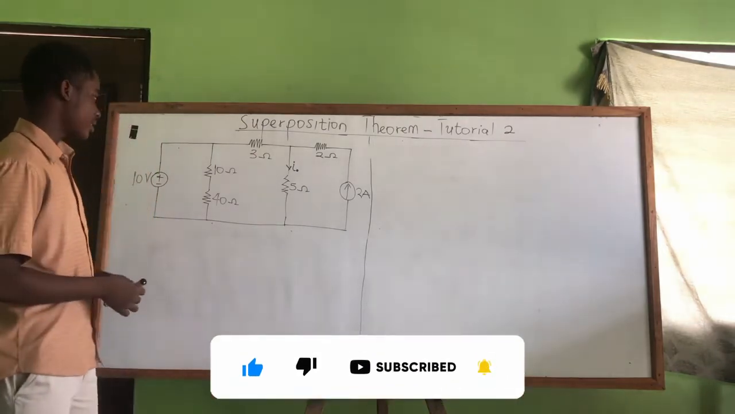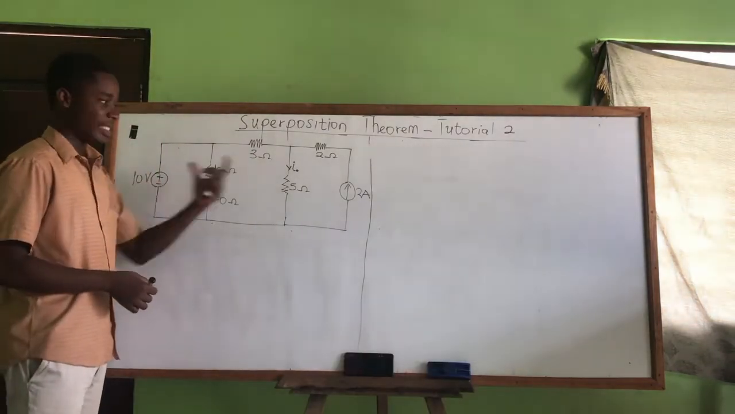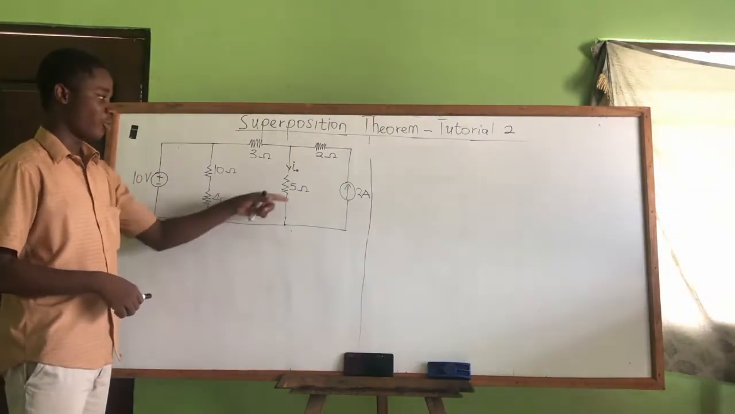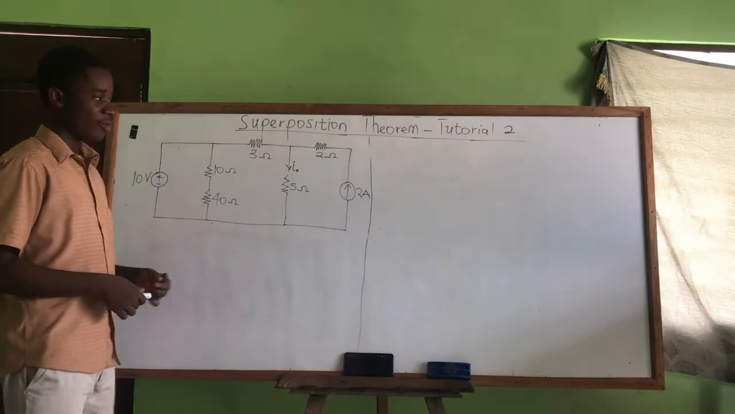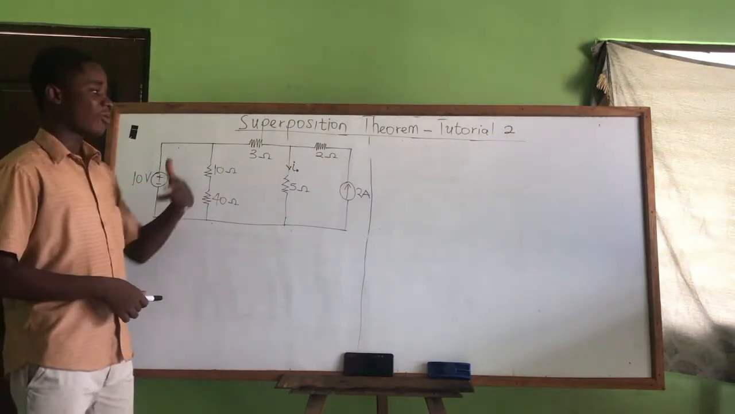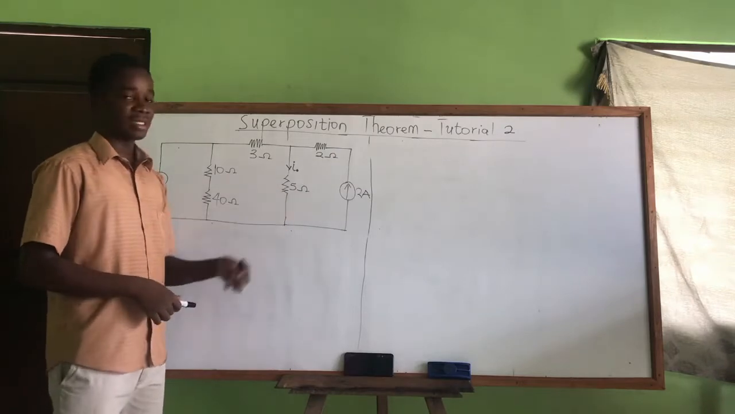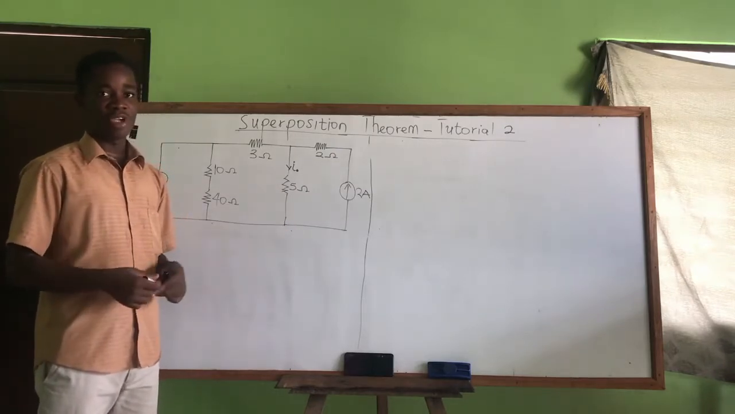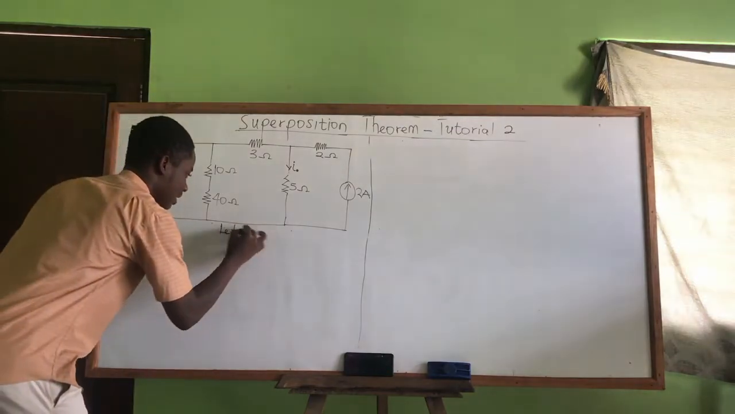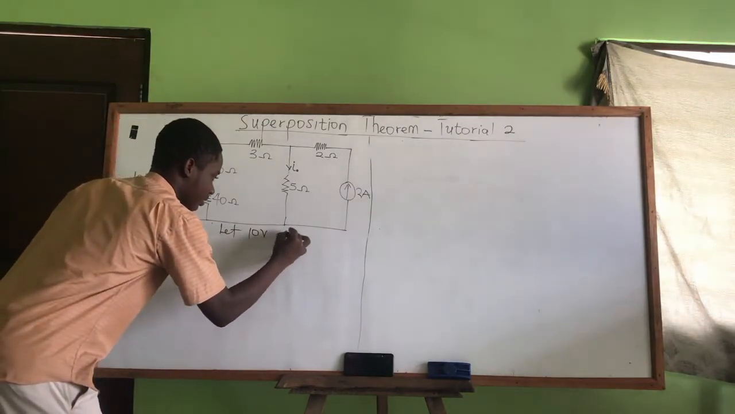So first of all, let's work with what? The 10 volts and deactivate the 2 amperes so that we can find the first current flowing through the 5 ohms. Later we will let the 2 amperes act, then we deactivate the 10 volts, then calculate the current flowing through what? The same 5 ohms. Then we superimpose the two results. So we start with letting the 10 volts act.